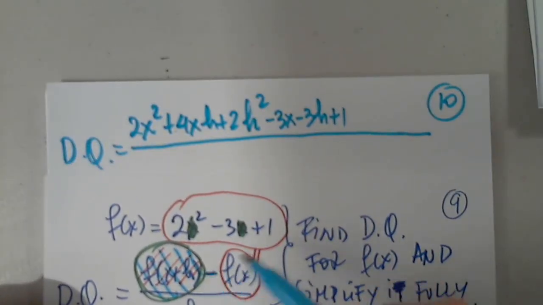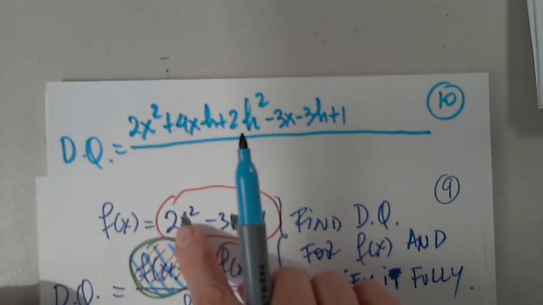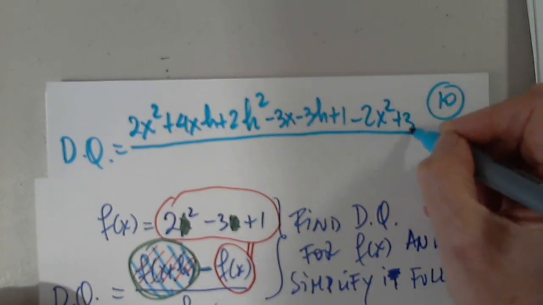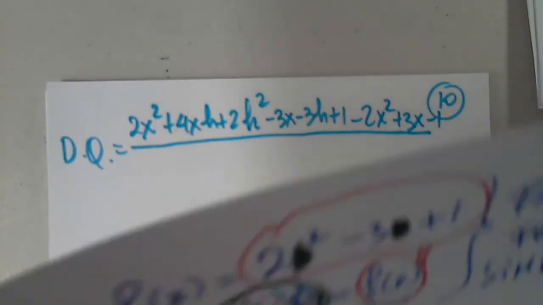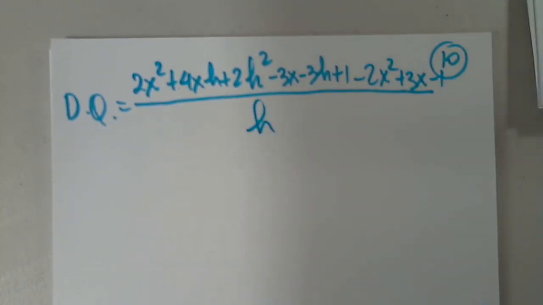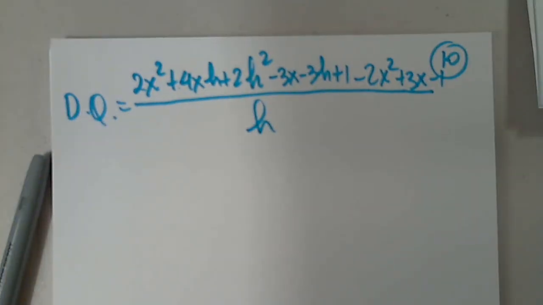Now I have a minus that has to be distributed to negative 2x squared plus 3x minus 1. And everything divided by h. If terms without h go away, maybe some terms with h go away too. That's a bonus. That's nice. But at least the terms without h must go away.